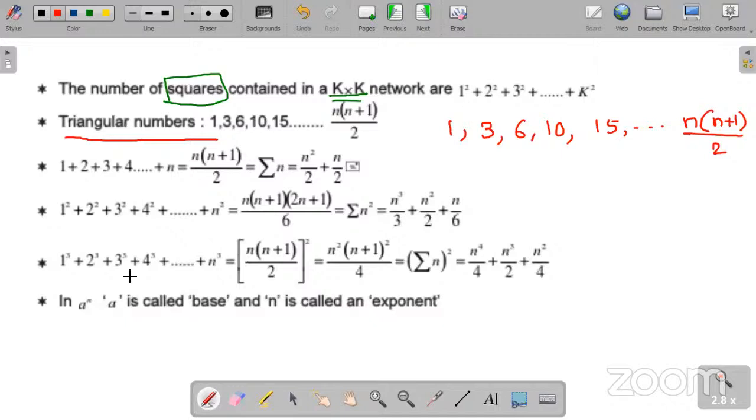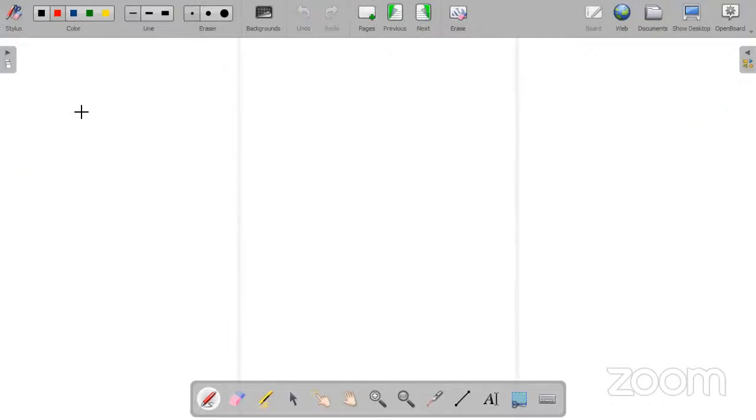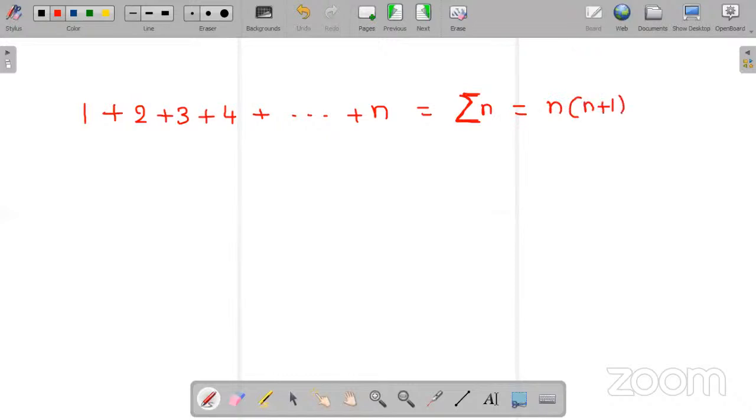So next, this is very important now. These concepts sometimes may be useful. I will discuss in separate. Suppose 1 plus 2 plus 3 plus 4 plus so on up to plus n. That means the sum of the first n natural numbers is denoted by sigma n, that is equal to n into n plus 1 by 2. This is the formula.